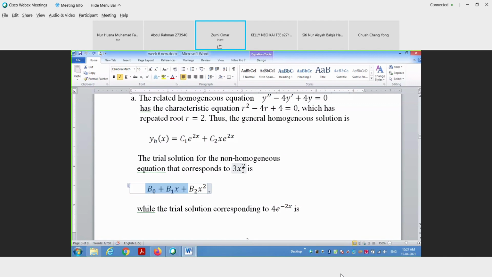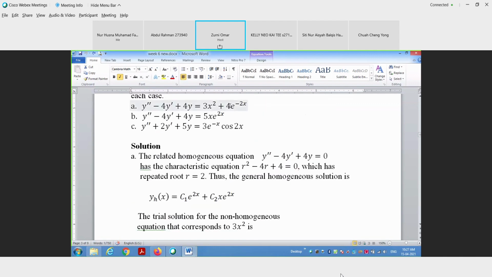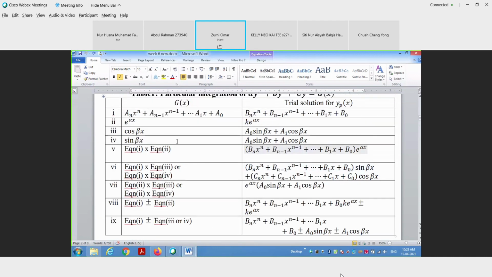And the second term is 4e to the power of minus 2x. This is an exponent, so you refer to this table. g(x) is in this form, and then your trial solution will be in this form: a constant times this exponent.